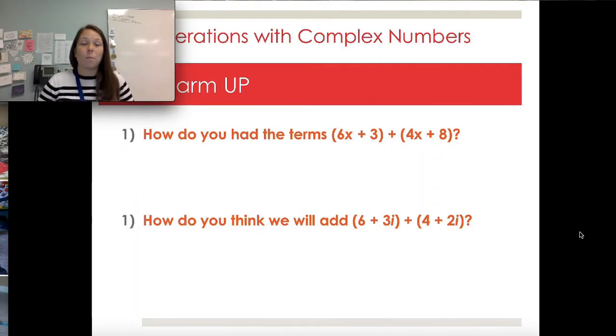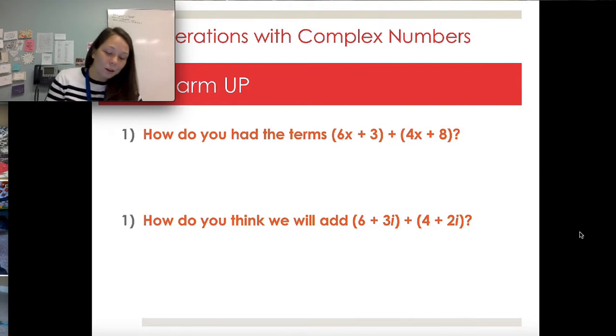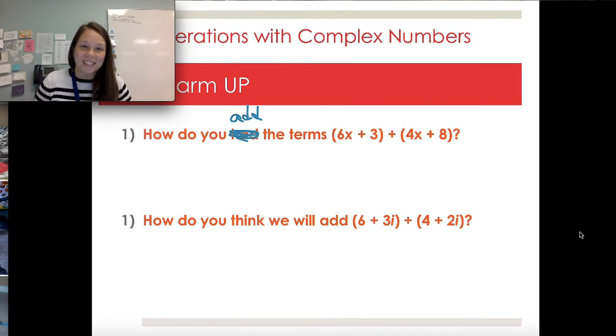So for our warm-up, I want you to take a moment to pause the video and work on these two problems. So the first one: how do you add? Yes, I know that there's a typo there. It's been 6 years and I still keep forgetting to fix it. How do you add the terms 6x plus 3 and 4x plus 8?